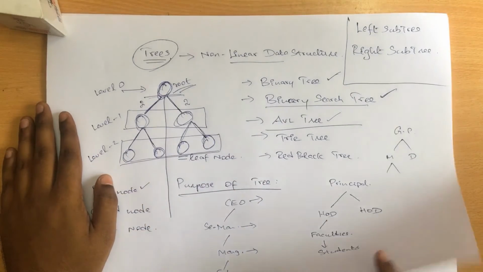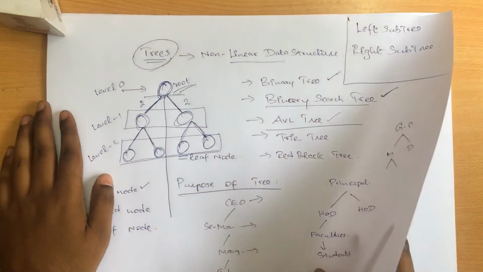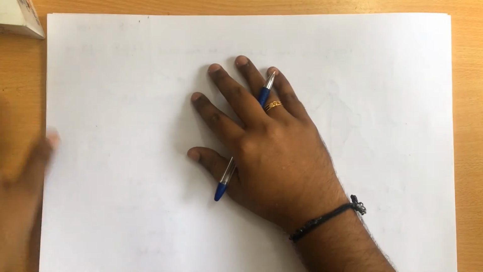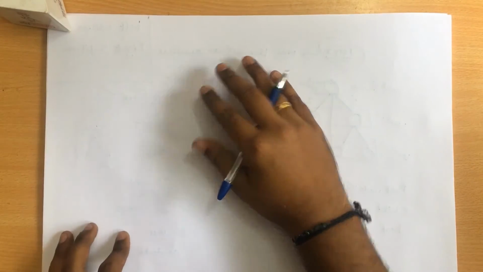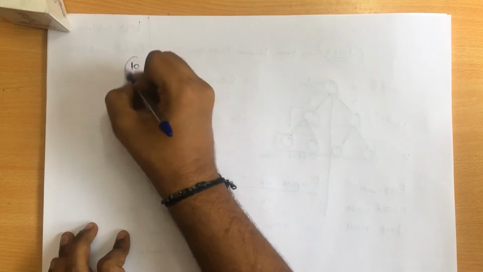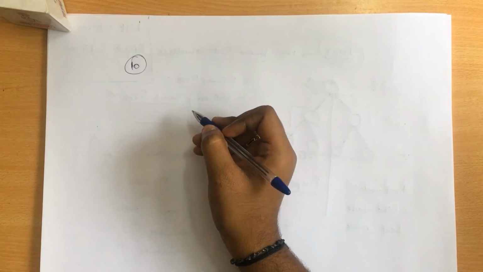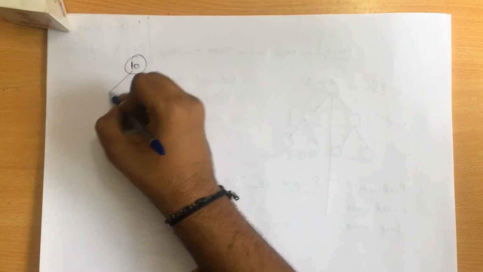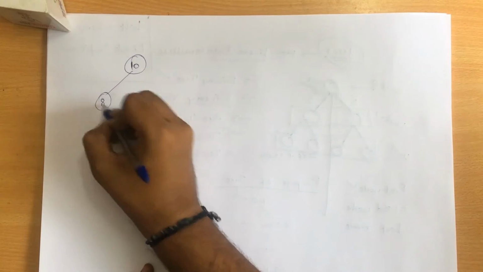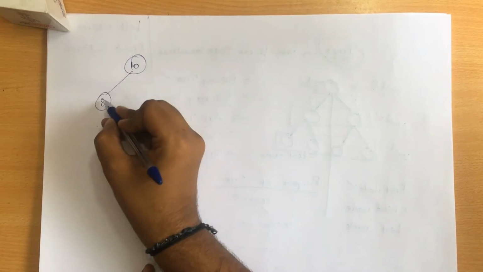So now let me write it one more time and show you a few examples for a tree data structure. Assume that I have a tree and my first value is going to be 10. So here 10 will be considered as the root node. And now assume that I have given a value as 8. So 8 is to the left of 10.